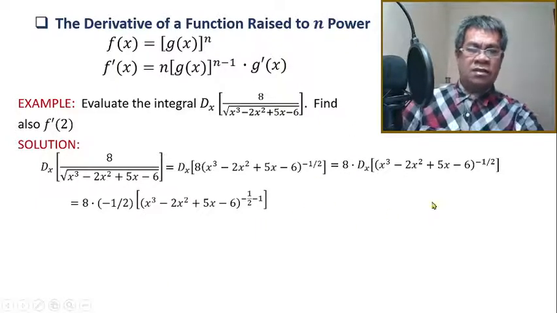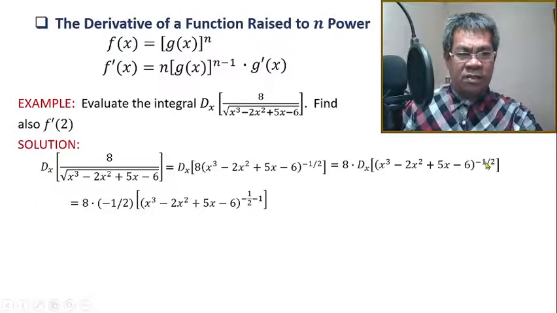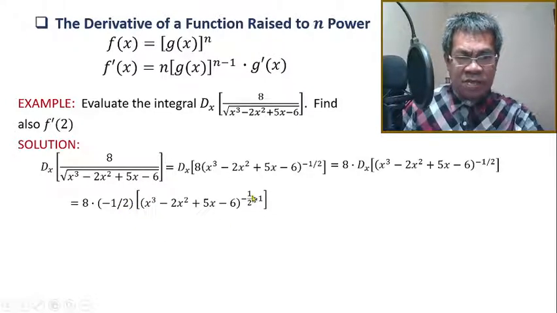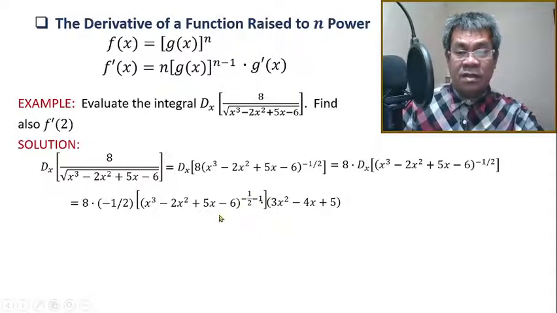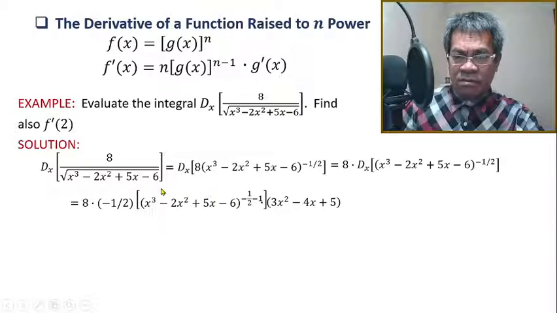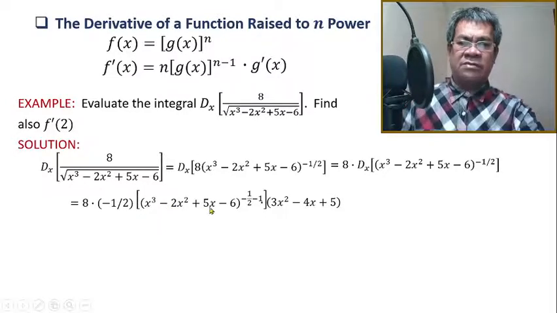The process now is to bring down the negative 1/2 here. Then, subtract 1 from the exponent, negative 1/2 minus 1, which becomes negative 3/2. After that, don't stop at that point. You have to take the derivative of g(x) and multiply it. This is taken from the derivative of the inside of the base of the exponent. The base is g(x), x cubed minus 2x squared plus 5x minus 6.